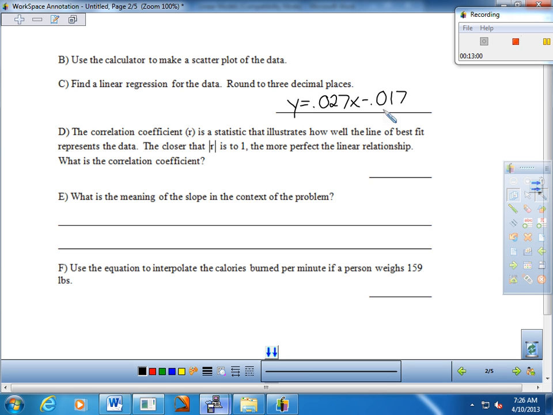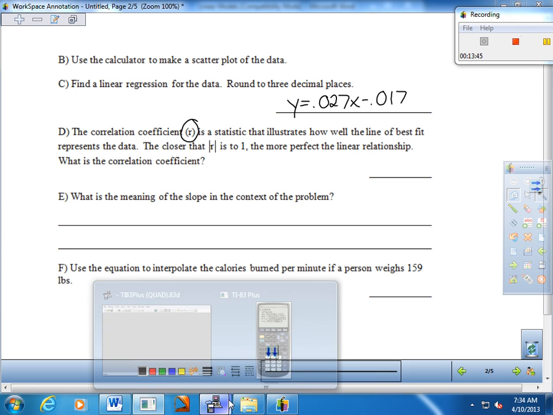All right. Now there was one other measurement that came up when we looked at this, and so we go to letter D on your paper, and it says the correlation coefficient. So guys, circle that if you would. So the R value is a statistic that illustrates how well the line of best fit represents the data. So the closer that the absolute value of R is to 1, the more perfect the linear relationship. And in this case, what is the correlation coefficient?